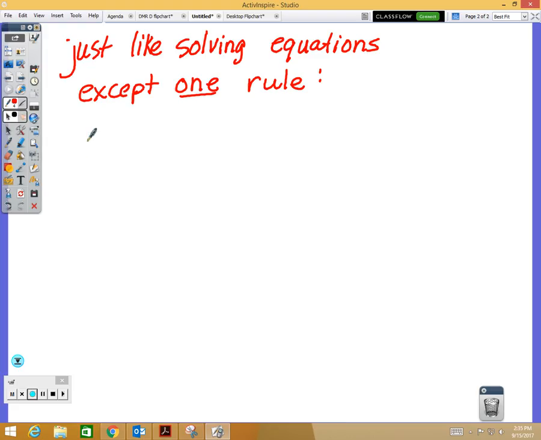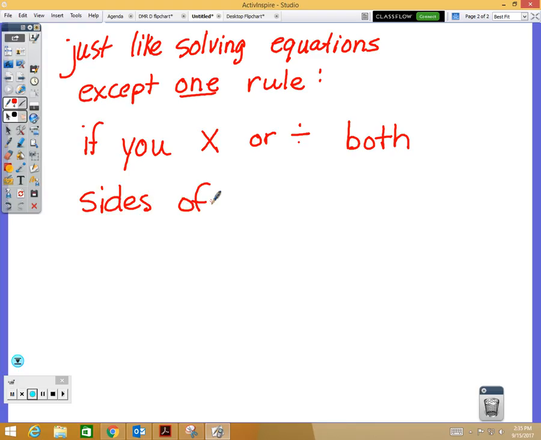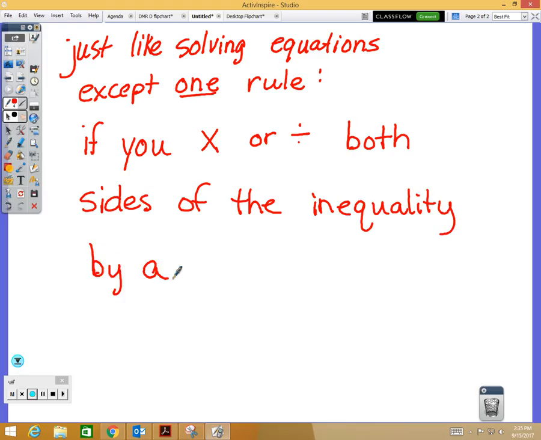So again, if you multiply, and we can even use symbols for multiply, or divide both sides of the inequality by a negative number, you must reverse the inequality sign.